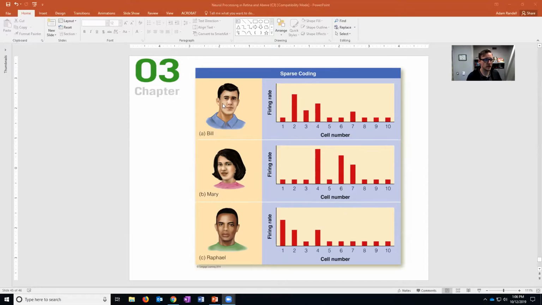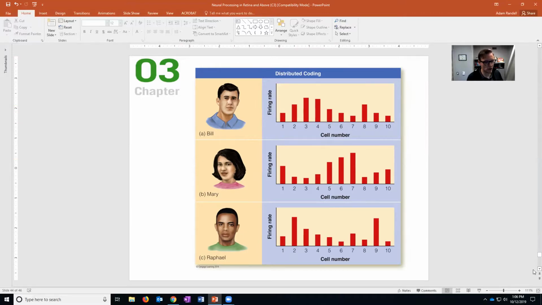So the pattern of neural firing necessary to represent Bill, Mary, or Raphael is spread across neurons like it is with distributed coding. But with distributed coding, it's spread across the entire population of cells, whereas with sparse coding, it's only distributed across a small number, a sparse number of the cells in that population. And that, my friends, is the different kinds of coding patterns.